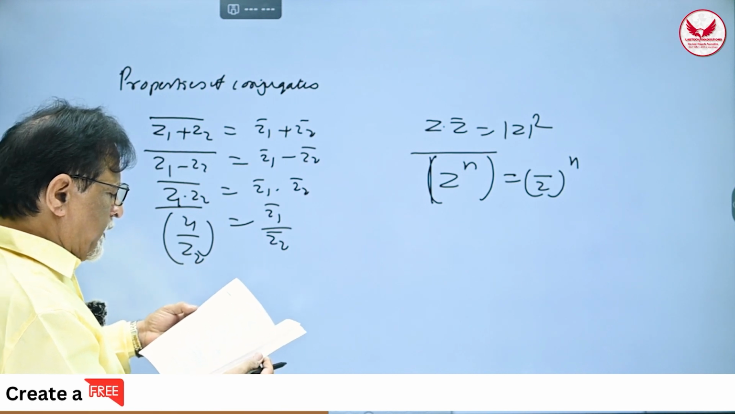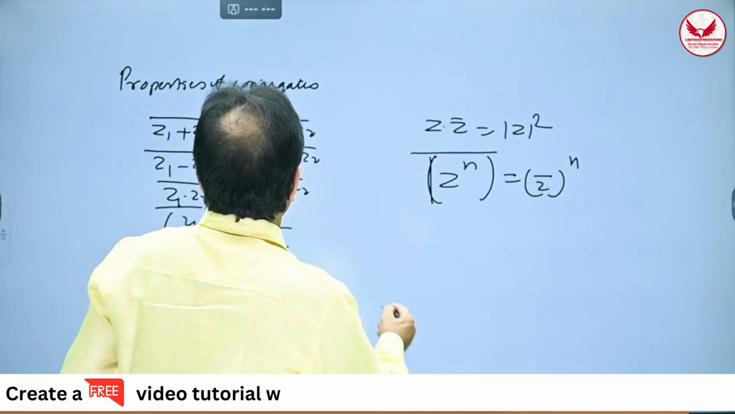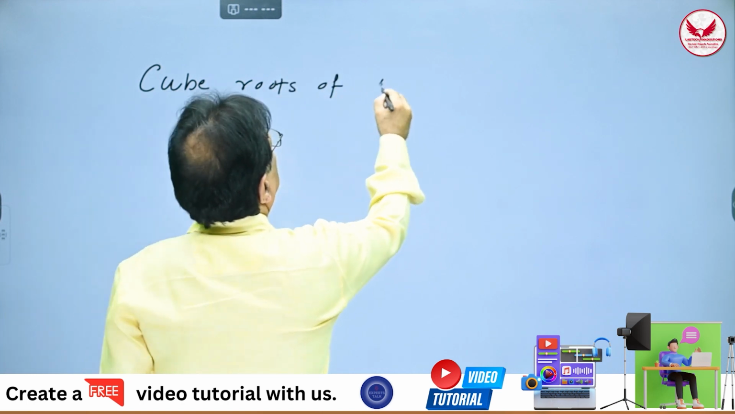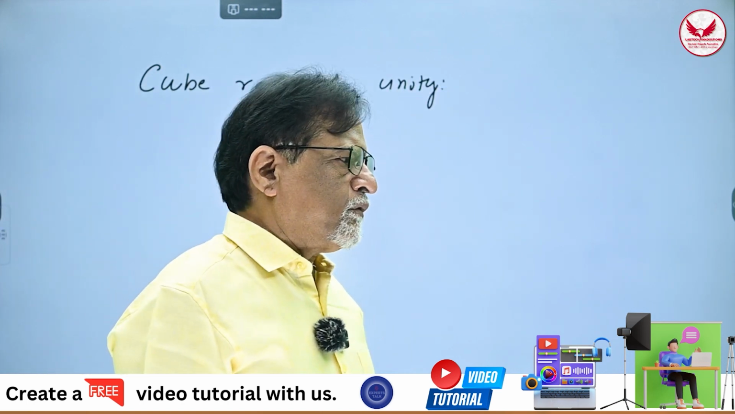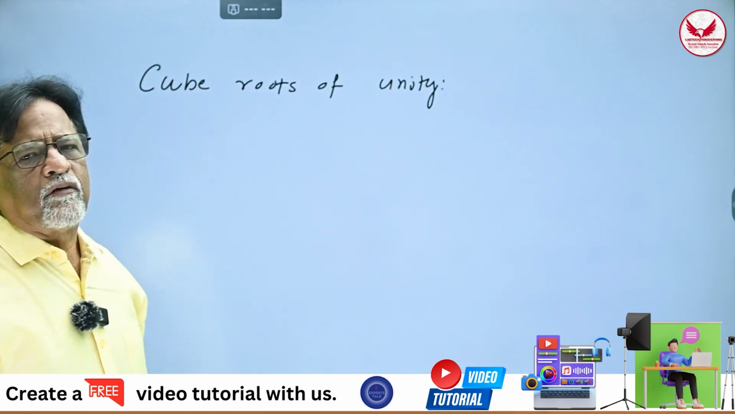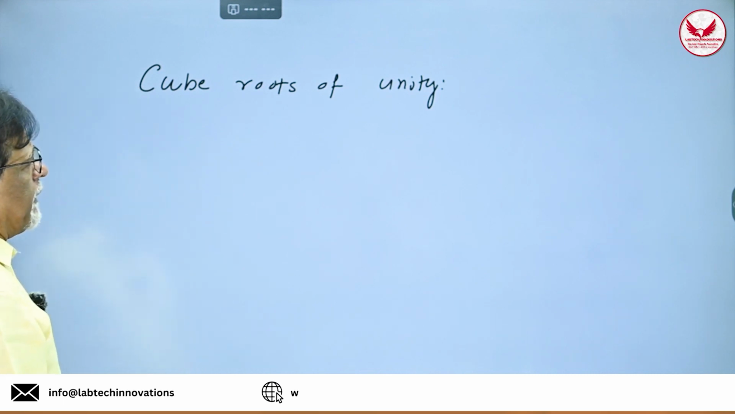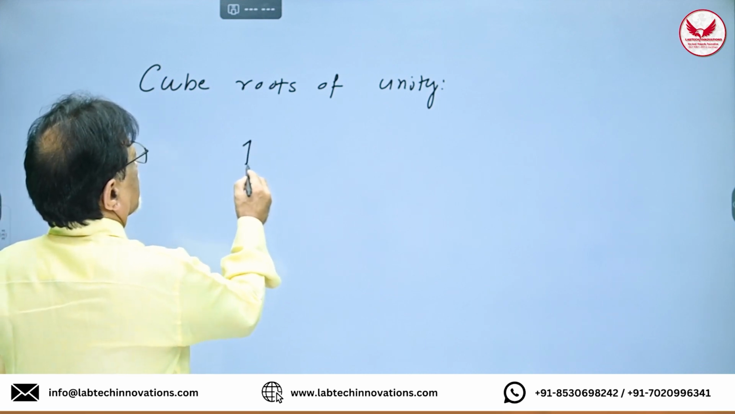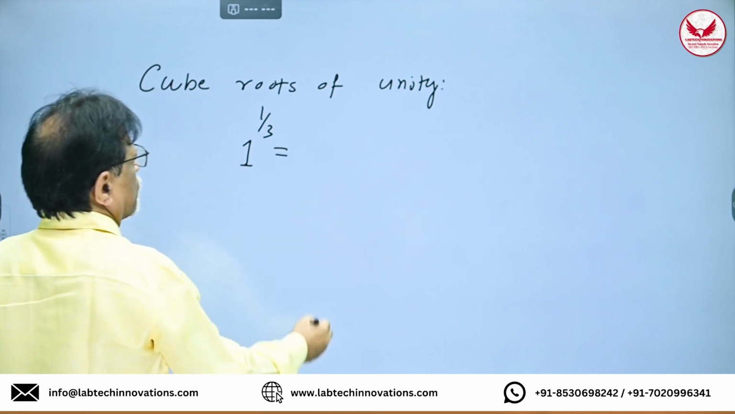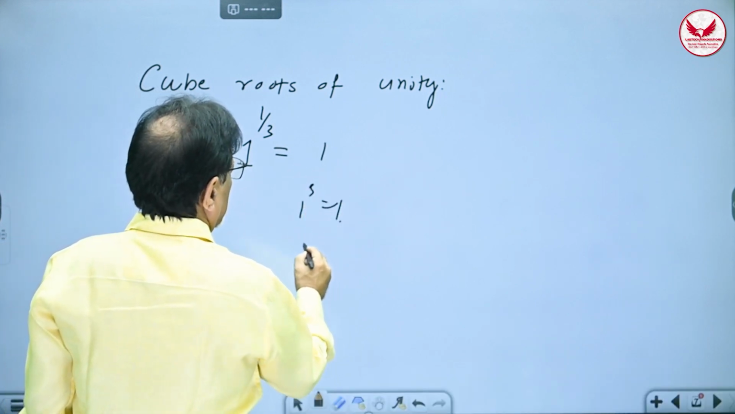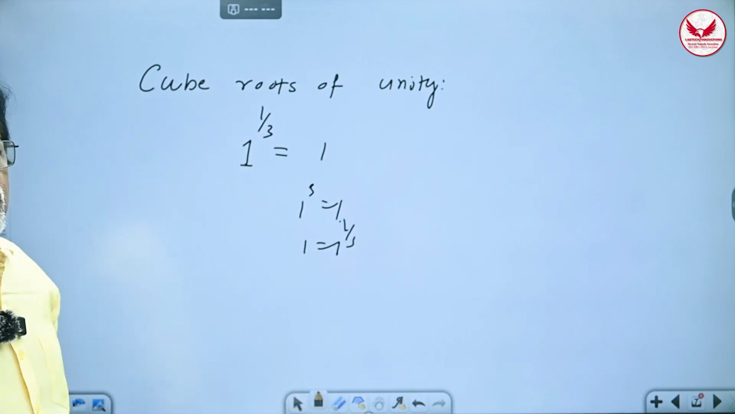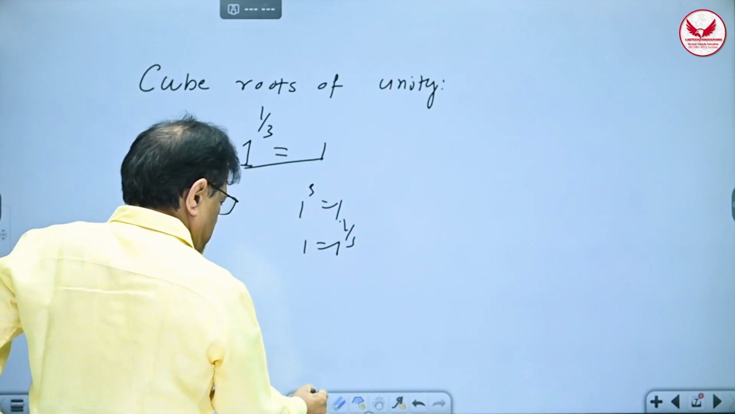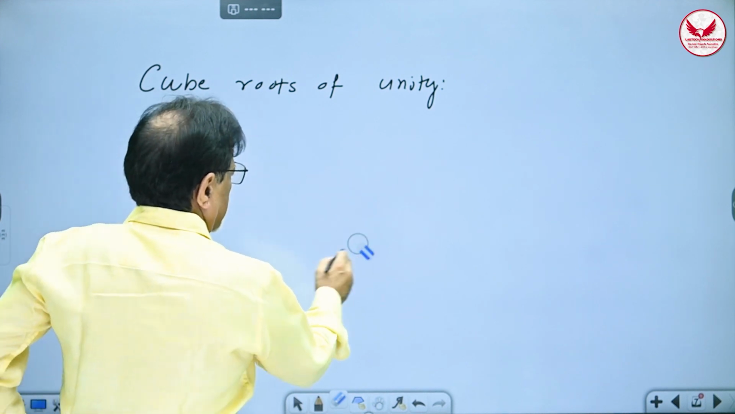Now, let us discuss the last topic, and that is cube roots of unity. Cube roots of unity will give you something fantastic. This is why I'm calling complex numbers the most beautiful construction ever made by mathematicians. If I ask you, what is the cube root of unity? Unity means 1. So, what is 1 raised to 1 third? It is nothing but 1, because 1 cube is equal to 1. So, in real numbers, the cube root of 1 is 1 only. There is no other value available at all, okay? That is a property of the real numbers.